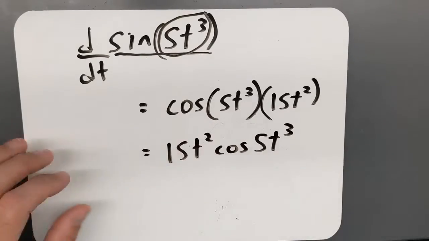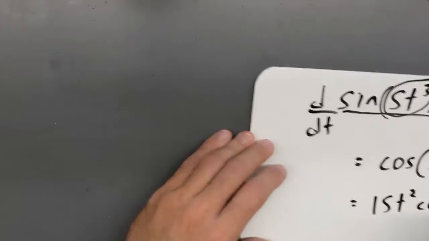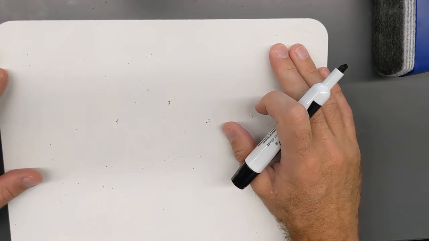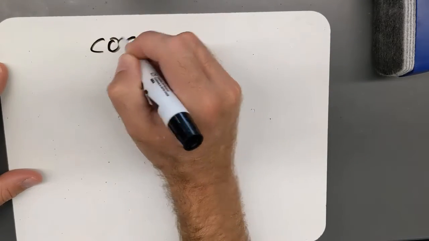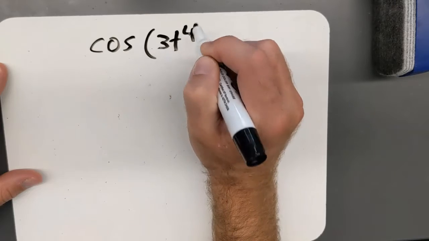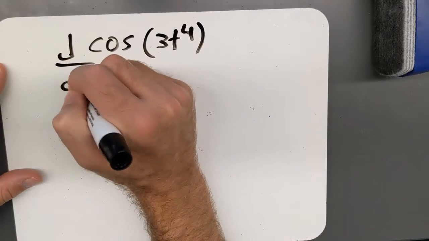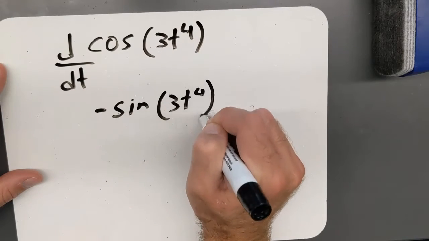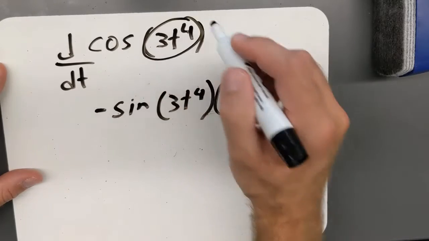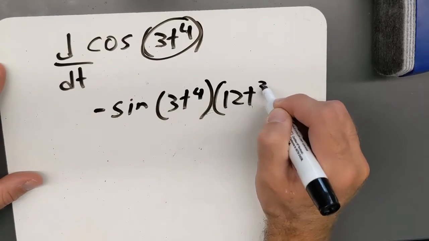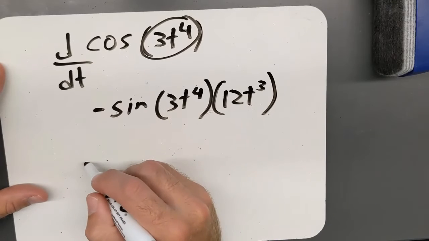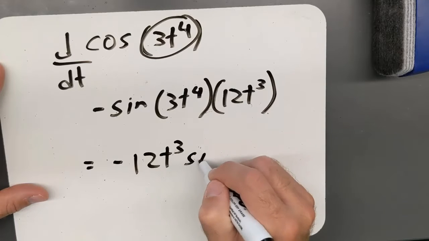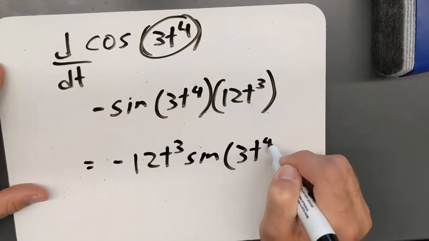And likewise, if we have something in terms of cosine, if we have cosine of 3t to the fourth, we take the derivative of that with respect to time. That would just be negative sine of the whole thing, 3t to the 4, multiplied by the derivative of what's inside, 12t cubed. So our final answer would equal negative 12t cubed sine of 3t to the fourth.